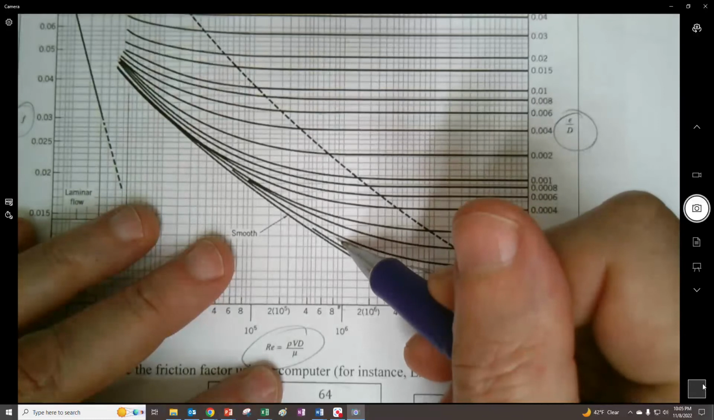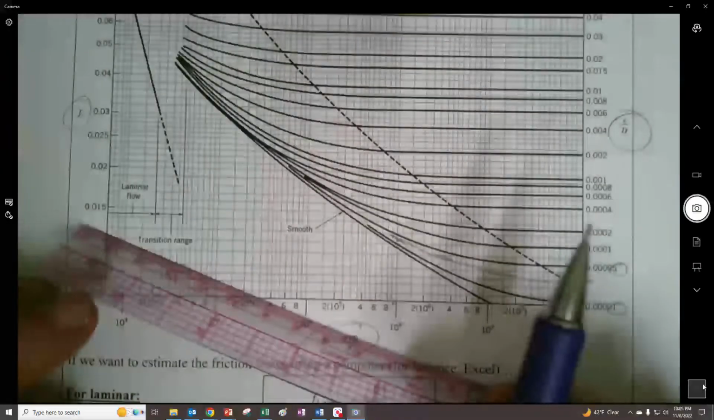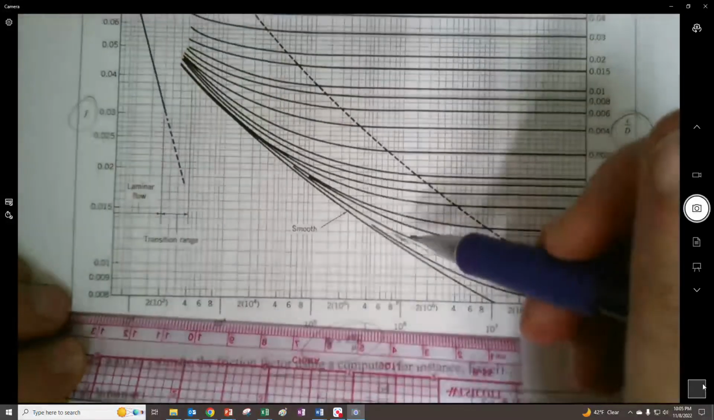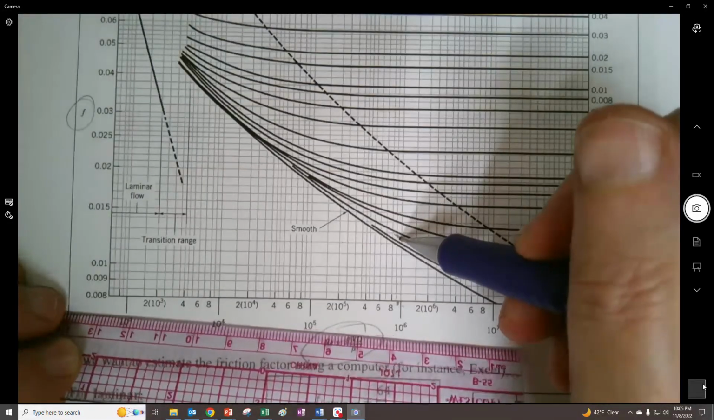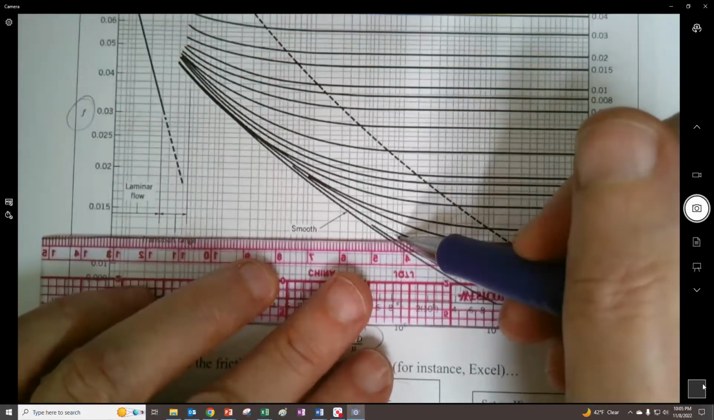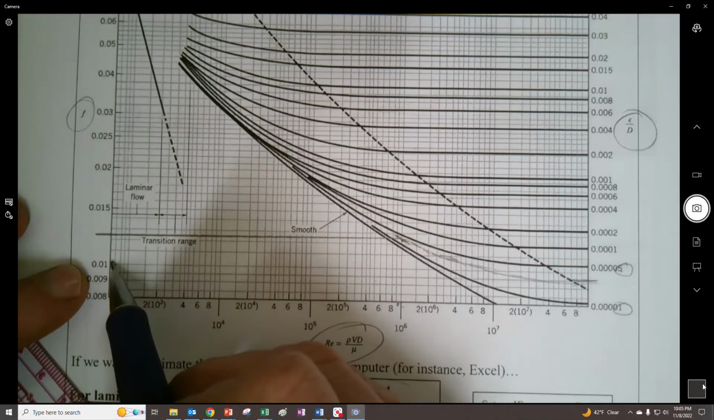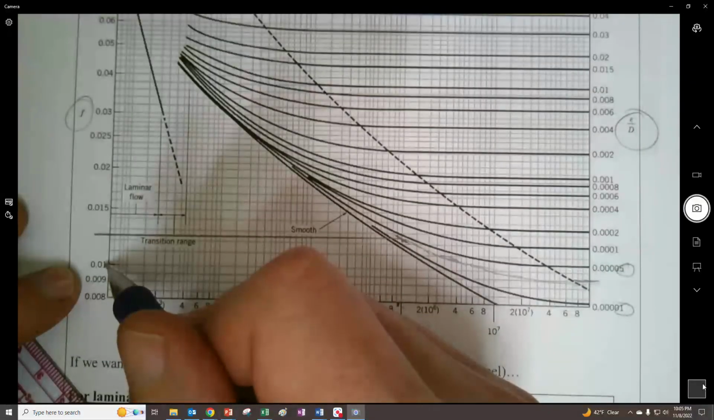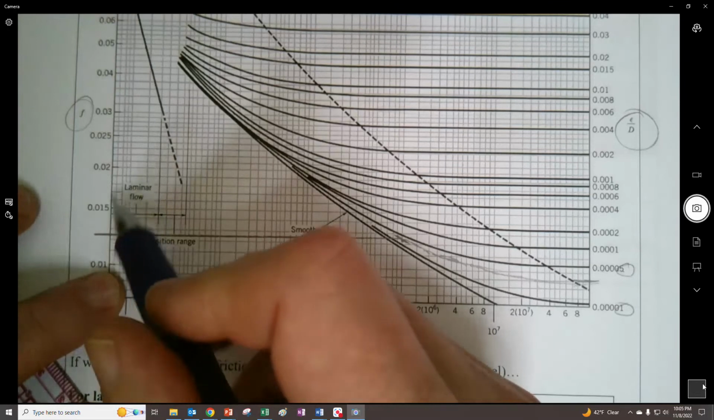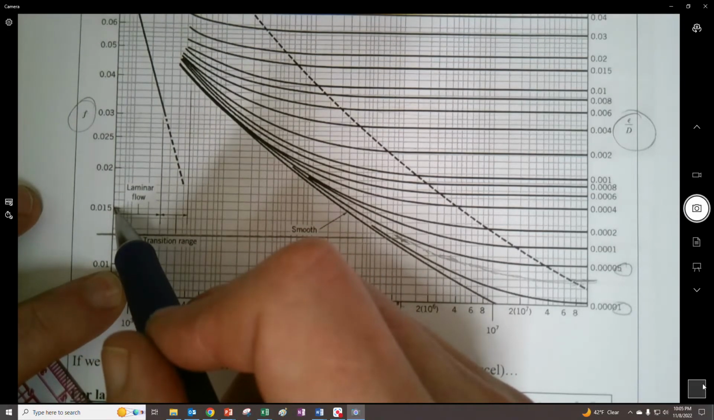So somewhere right in there, and looking in between these, this is a skill set that you have to develop, to look and do your best guess, somewhere right in there. Then counting these up, we go by these increments right here. 0.01 is right there, and 0.02 is right here. So here's the midpoint, 0.015.